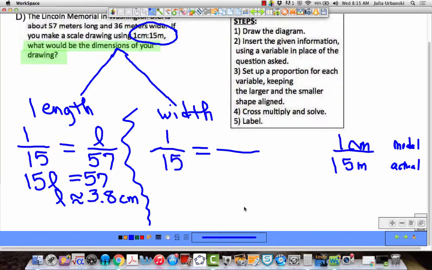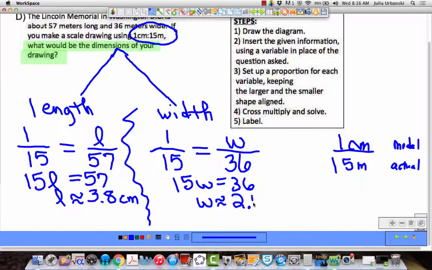So the trick is to figure out where does the 36 go. It says that the width of the real memorial is 36 meters wide. Is the meters on top or on bottom? Bottom, the top is centimeters. So that's where your 36 goes, and your model or your drawing is up top. I'll call that W. So then 15W equals 36, and you divide, and what do you get? About 2.4 centimeters. Okay, any questions on that?